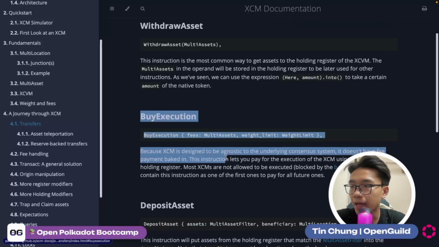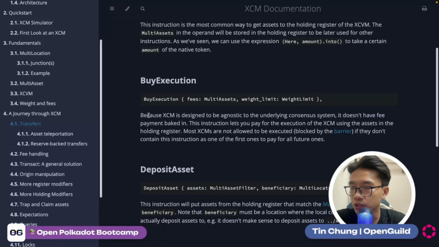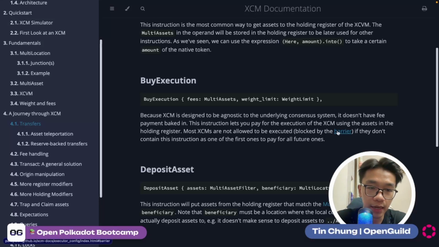The second one would be the buy execution. The buy execution instruction is responsible for requesting more execution power by paying the fee. Because XCM is designed to be agnostic to the underlying consensus system, and Ethereum and Polkadot have two different fee models, this instruction lets you pay for the execution of the XCM using the asset in the holding register. Most XCMs are not allowed to be executed, blocked by the barrier, if they don't contain this instruction as one of the first ones to pay for the fee. That means in the XCM executor, there's a configuration called a barrier. We're going to learn about this later in the XCM executor architecture.